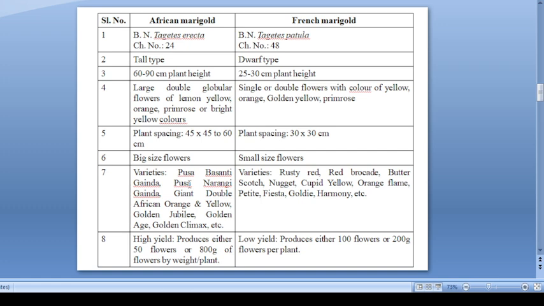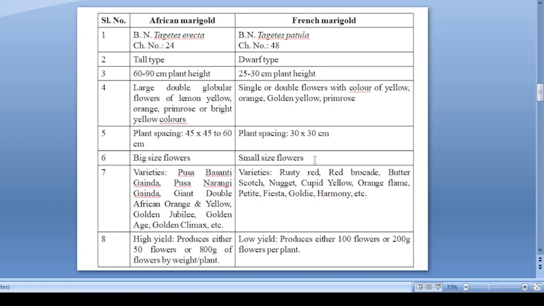So Pusa Narangi Genda, Basanti Genda, and this African marigold is ruling, like it has a lot of value compared to French marigold. And the flower yield will be more, around 800 gram we can expect from a single plant. Whereas here you can see all the opposite characteristics, like it is dwarf in nature and the height is up to 30 centimeter we can expect.